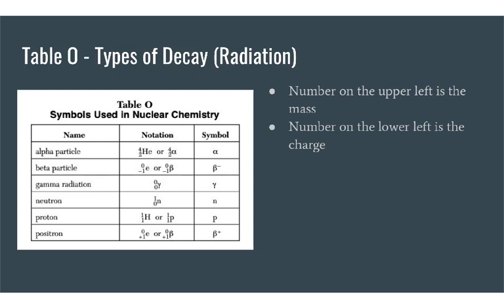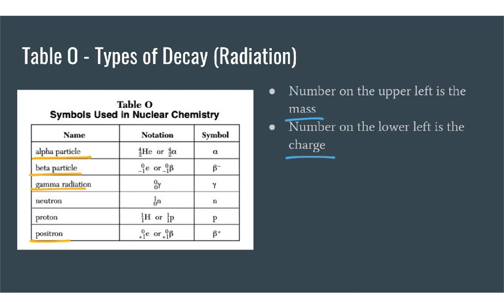Then we get into our different types of decay, and we're going to talk about alpha, beta, gamma, and positron, right? So these are going to be the 4 types of decay or radiation that we're going to discuss. Remember, the number on the upper left is the mass, and then in this case, the number on the lower left is the charge.